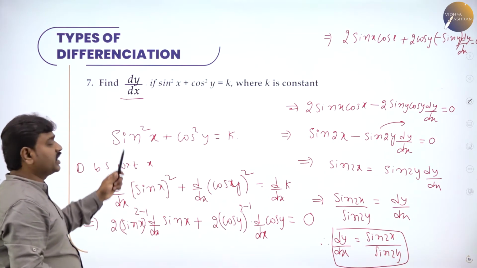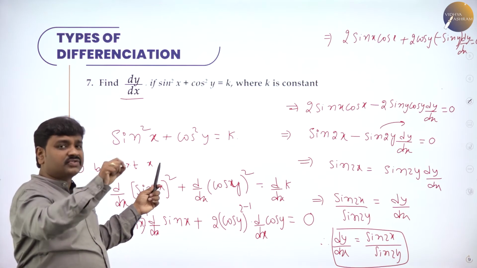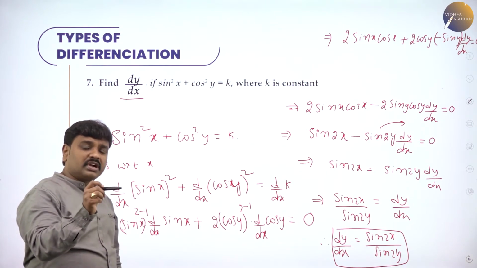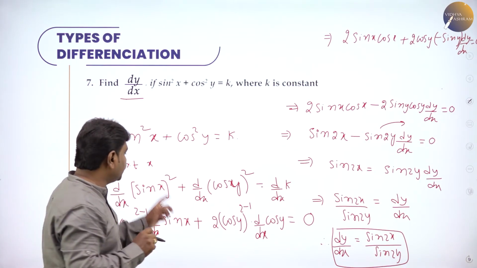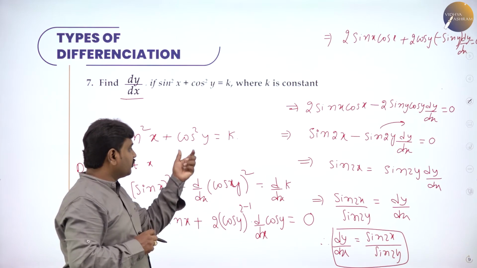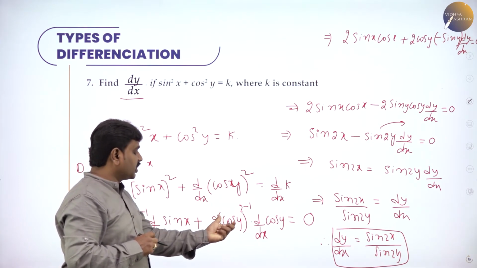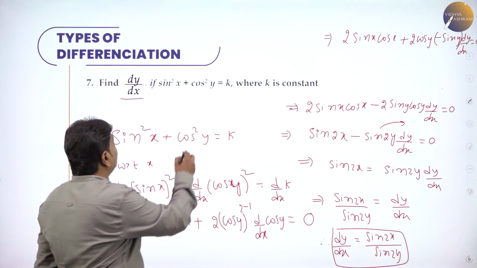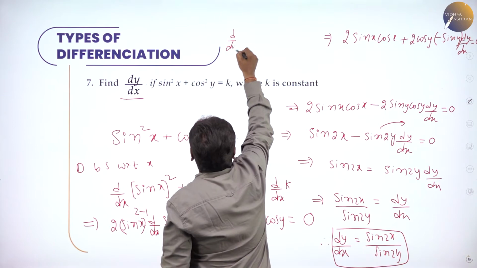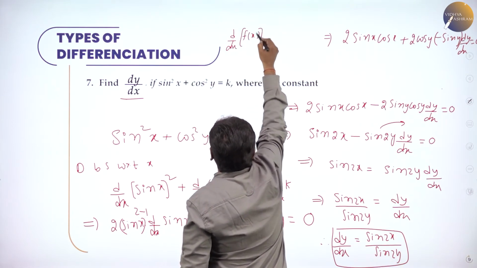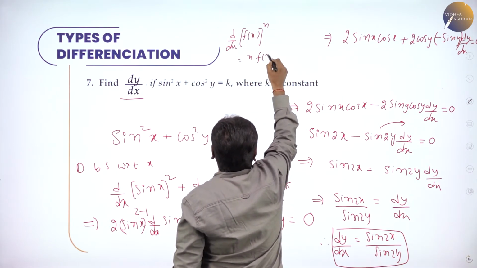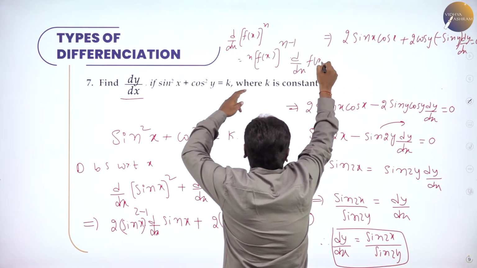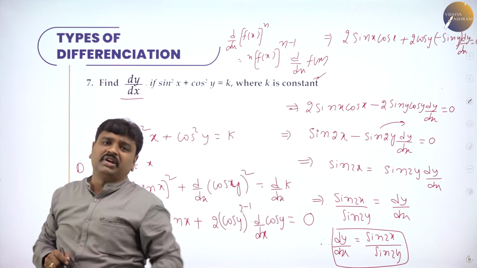So what is sin square x? 2 sin x into d by dx of sin x. Chain rule, f of x power n. What is derivative of f of x power n? n into f of x power n minus 1 into d by dx of internal function. Chain rule. So cos square y, d by dx of cos square y is 2 times cos y power 2 minus 1 into d by dx of internal function. In chain rules I taught you, the function is in the form of f of x power n. If it is in the form f of x power n, n into f of x power n minus 1 into d by dx of internal function. What is the internal function? f of x. So that is the method we need to apply.